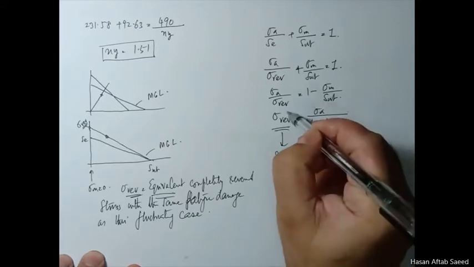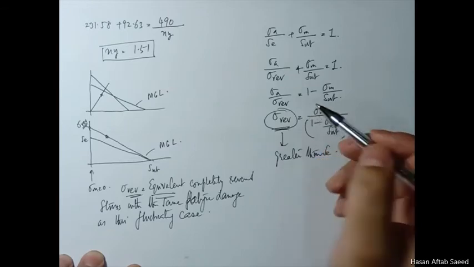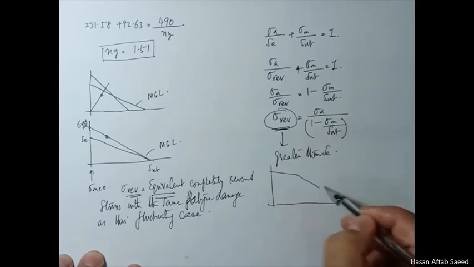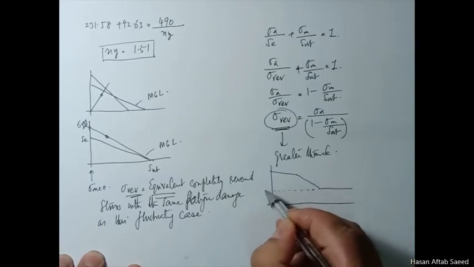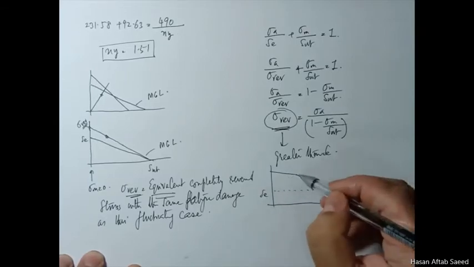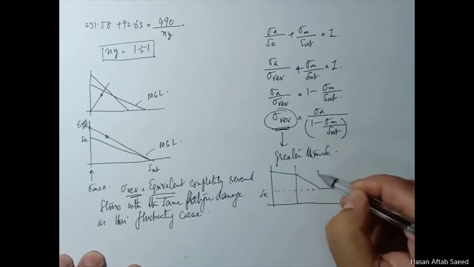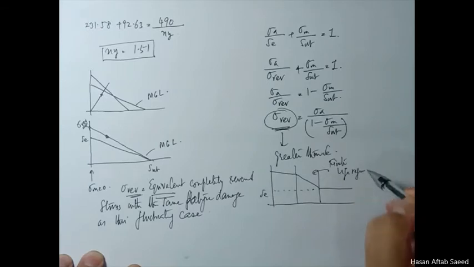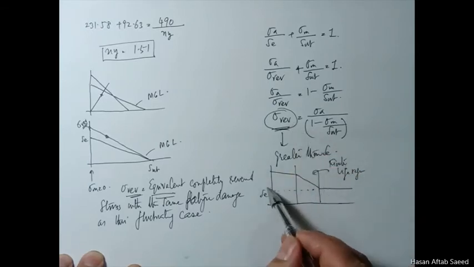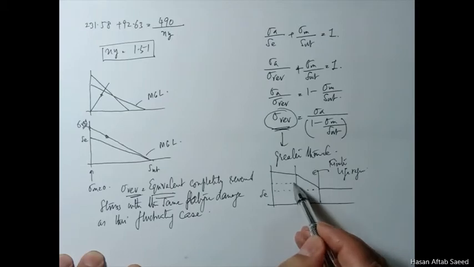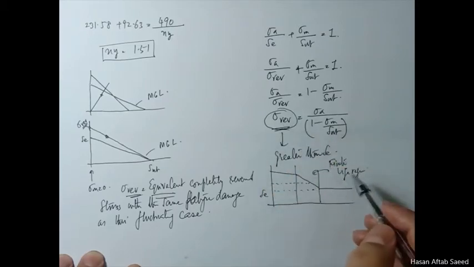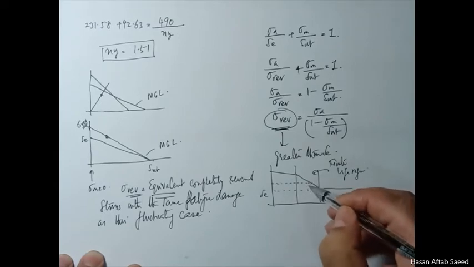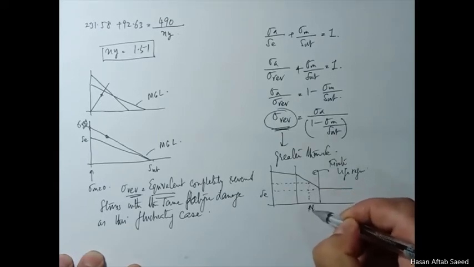So now what we should do with this sigma rev in this case, very simple, go back to your SN diagram. And we have discussed this part. This is your SN diagram. This is your Se, and this region is the finite life region. So your sigma rev will be greater than Se somewhere here, whatever the value is. We just plot it, and this is very easy to plot. And then this is your number of cycles.